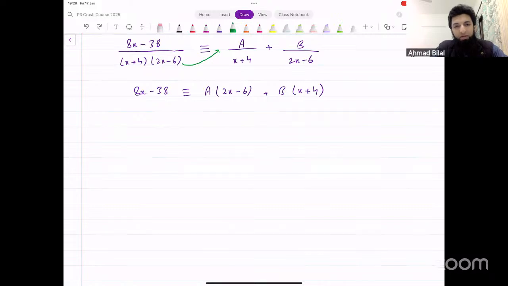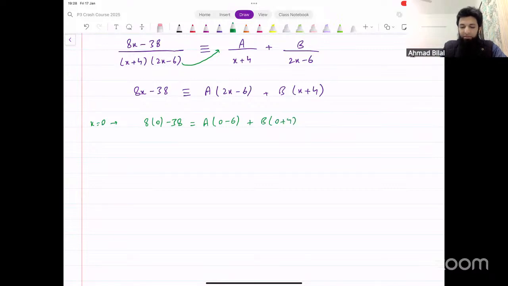So one idea could be that we put random values of x. For instance, let's input x equal to 0. Now, don't write it yet. I'm just trying to get to a point. This is not what we'll eventually do, but this is just to make you think that we could input any value of x here, right? If you input x equals 0, for instance, what does that give us? 8 into 0 minus 38. On the right side, we have a into 0 minus 6 plus b into 0 plus 4. And that gives us minus 38 equal to minus 6a plus 4b.